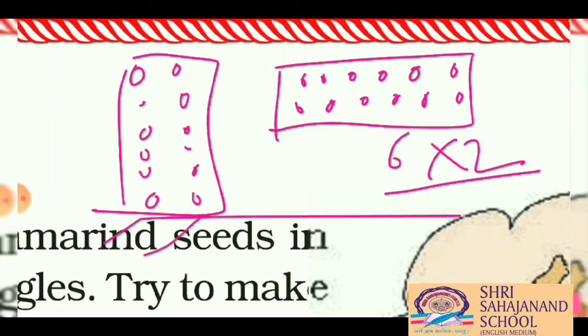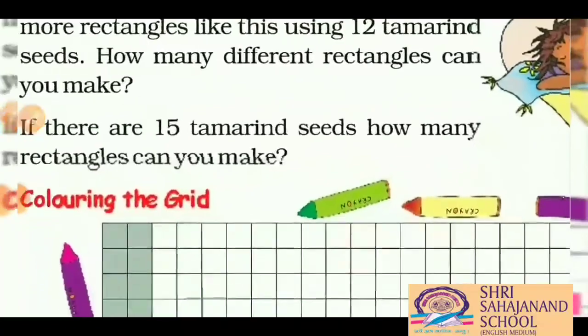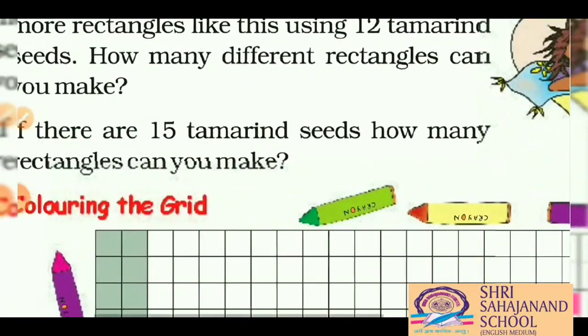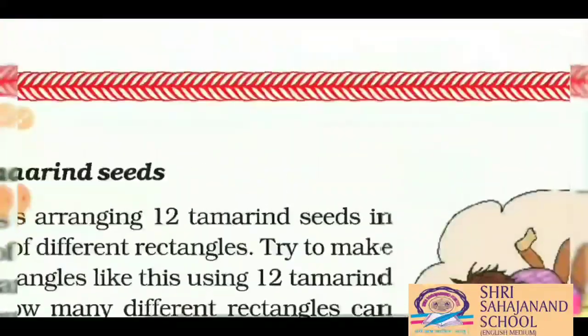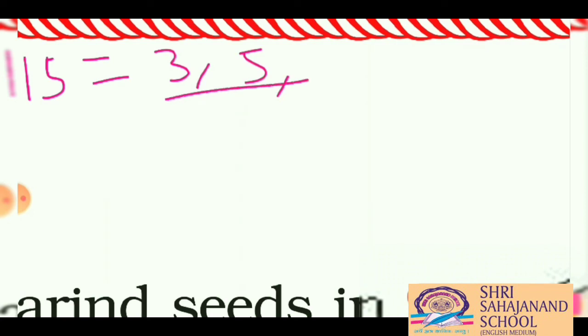Now come to the next question. If there are 15 tamarind seeds, how many rectangles can you make? Okay, now we have 15. First you have to find out that 15 is a multiple of which numbers. It is a multiple of 3 and 5, and also of 1 and 15, but we will not take that. So we can arrange this number in the format of 3 and 5.